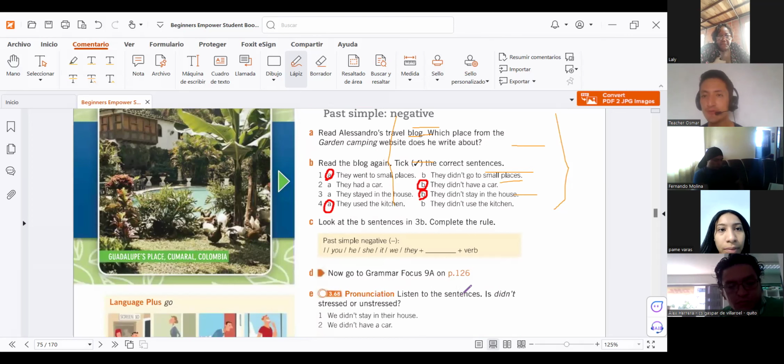Okay, so don't you forget the rule, okay? Para I, you, he, she, it, we, and they, the auxiliary for negative is always didn't. Para todos, for all of them, the auxiliary is the same, didn't.